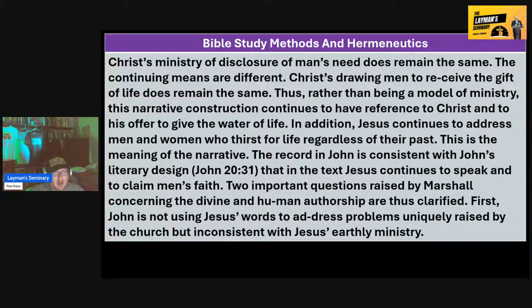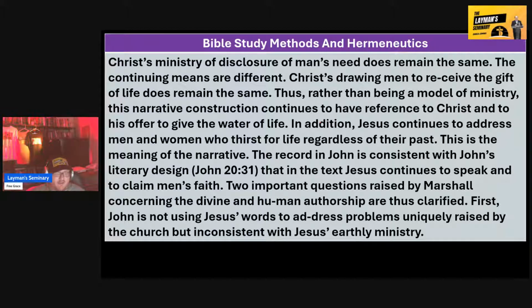Thus, rather than being a model of ministry, the narrative construction continues to have reference to Christ and to his offer to give the water of life. In addition, Jesus continues to address men and women who thirst for life regardless of their past. This is the meaning of the narrative. The record in John is consistent with John's literary design. That is, the text Jesus continues to speak and to claim men's faith.